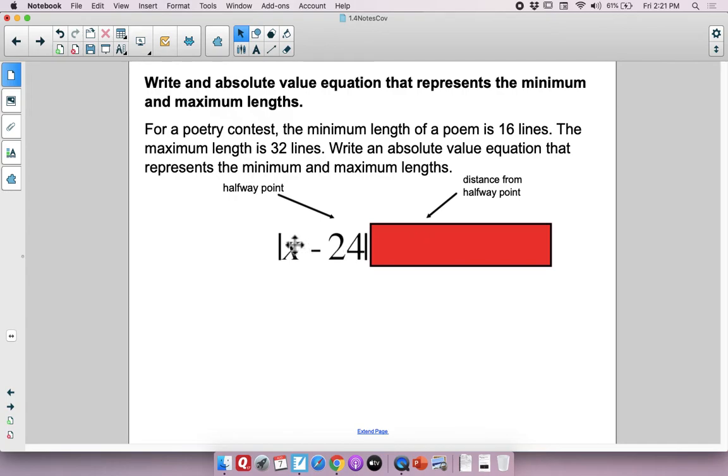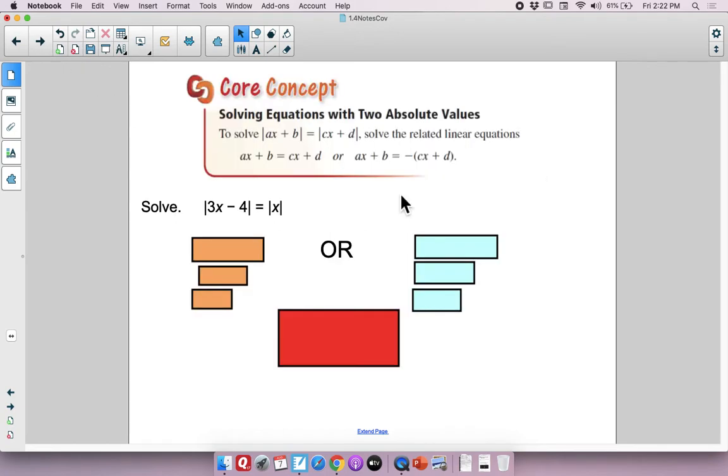So the absolute value of x minus 24 equals how far away were they? They were 8 away. And notice that if you solve these two equations, the two resulting linear equations, x minus 24 equals 8 and x minus 24 equals negative 8, you would get 16 and 32. Okay, so those were situations where we had one absolute value on just one side. The other side was not.